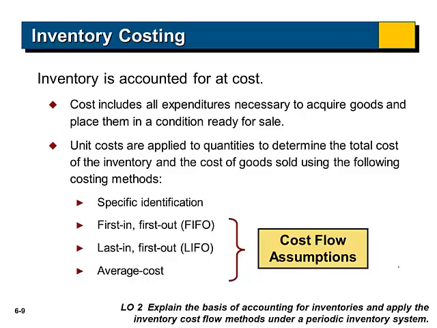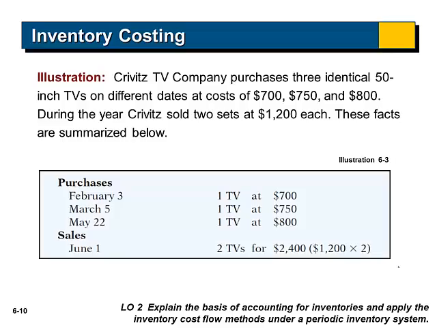So we're going to go through 4 different ways that companies value inventory. The first is called specific identification. The second is called first in, first out, or FIFO. The third is called last in, first out, or LIFO. And the fourth is called average cost. Okay, so to go through these cost flow assumptions and costing of inventory, let's use this example.